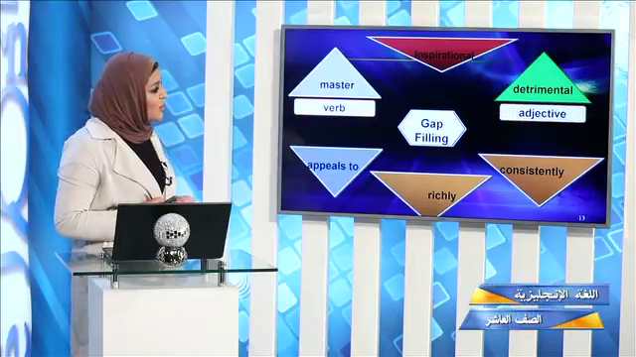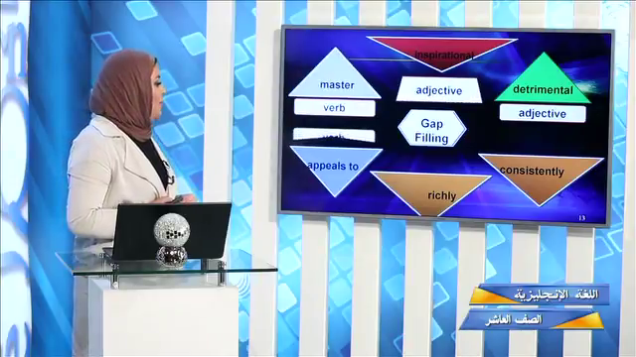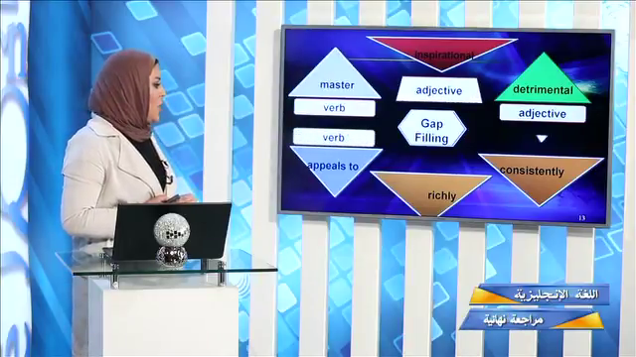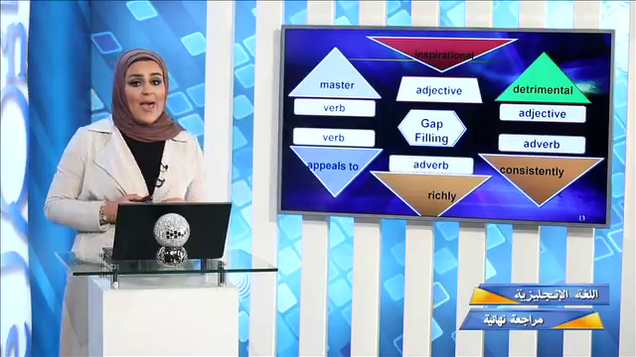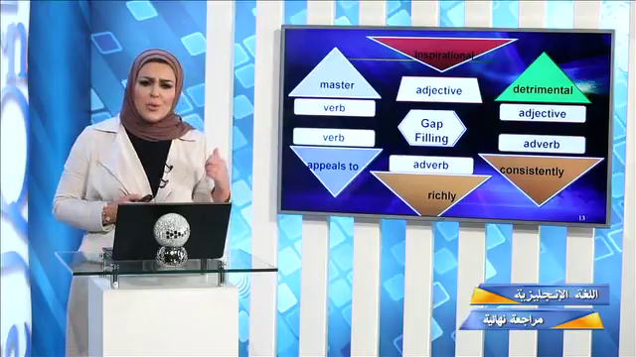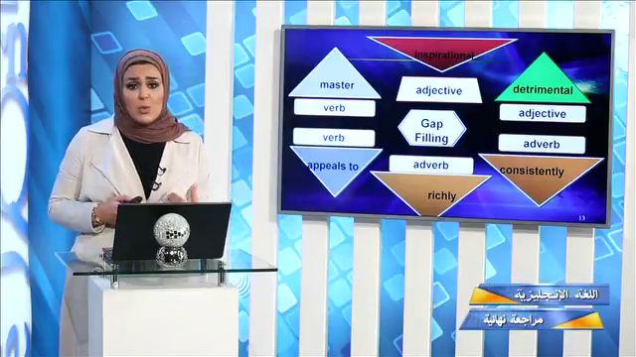Detrimental is an adjective. Inspirational is an adjective as well. Appeals to is a verb. Richly and consistently are adverbs. So why are we doing this? Why are we looking at the part of speech for these words?